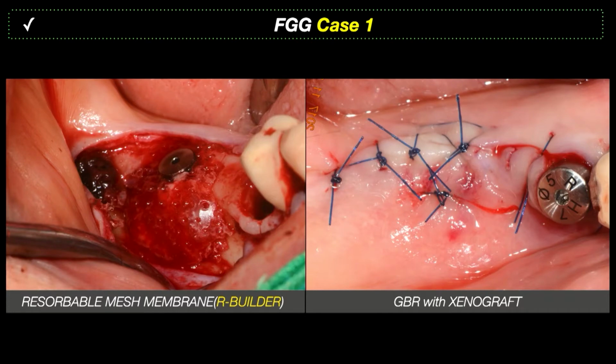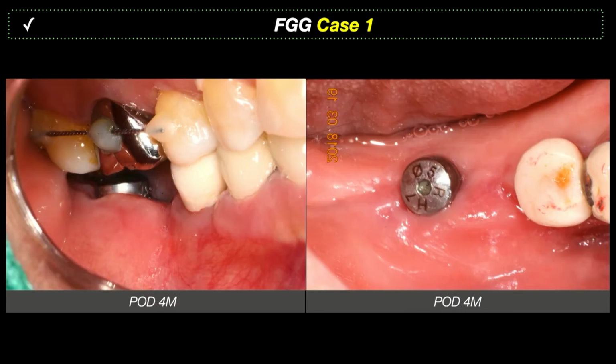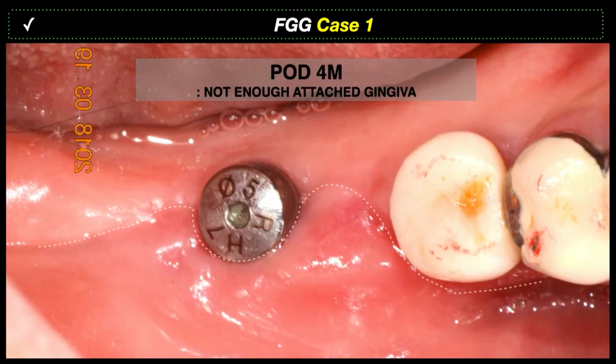Ossbuilder is a resorbable type of membrane, but it is not commercially available now. Anyway, I used it, and I made a primary closure on the site. After 3 months, I found fine bone regeneration on the buccal side.